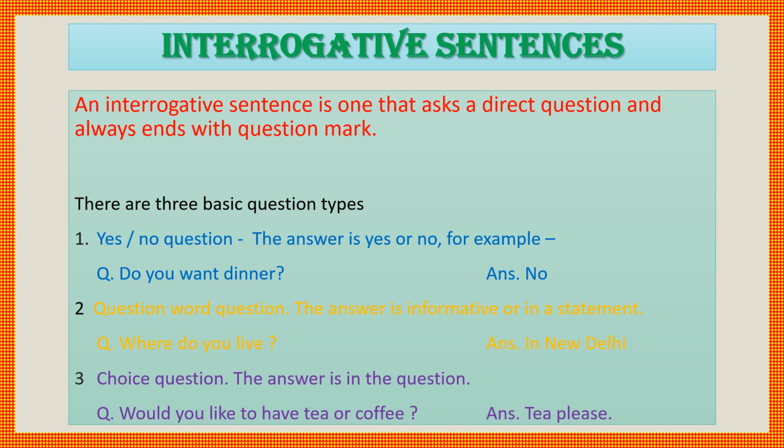Now the last type of interrogative sentence is choice question, and the answer is in the question itself. For example, would you like to have tea or coffee? So the answer is tea please. There can be many more examples of it. For example, would you like to play cricket or hockey? So you can answer cricket or hockey.